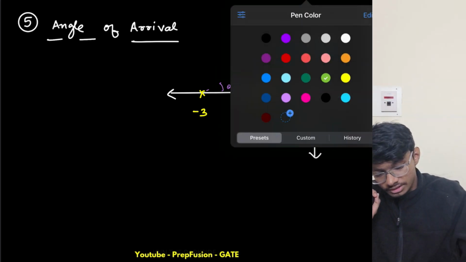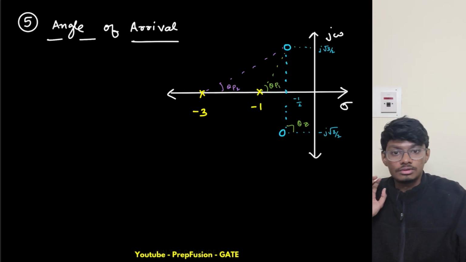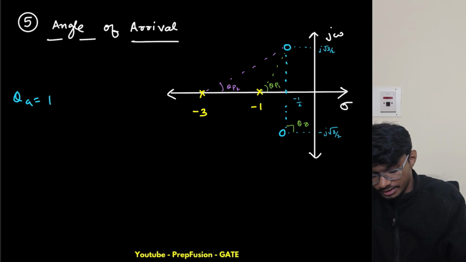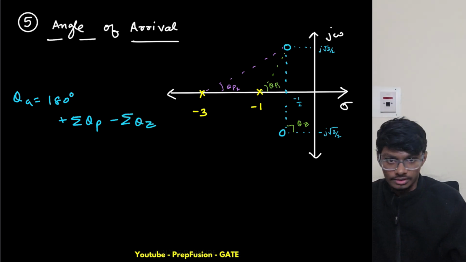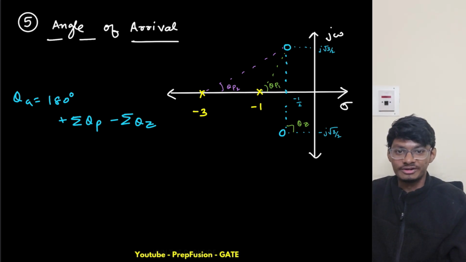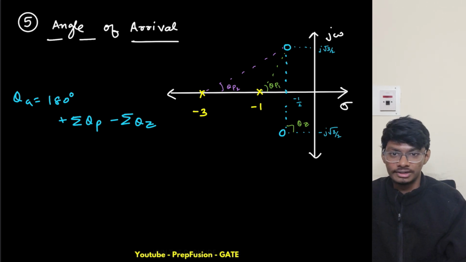If it is for a zero, then remember how I told you to remember the formula. Basically the angle of arrival will be equal to 180 plus the summation of the poles angles. Poles won't get subtracted, but the zeros will, because I am calculating for zeros. That's how you remember it. Obviously you don't want to derive, you just want to write the formula and get to the answer.